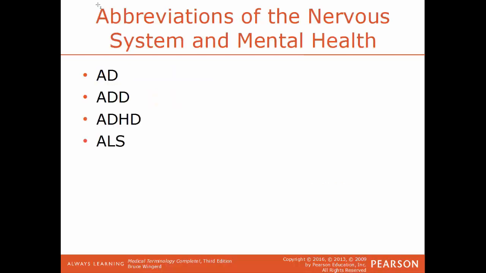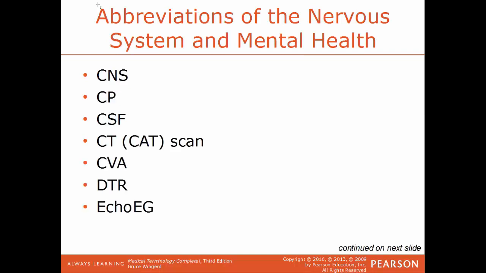Alright, now we'll go over some common abbreviations of the nervous system and of mental health. AD, Alzheimer's disease. ADD, attention deficit disorder. ADHD, attention deficit hyperactivity disorder. ALS, amyotrophic lateral sclerosis, or Lou Gehrig's disease. CNS, the central nervous system. CP, cerebral palsy. CSF, cerebrospinal fluid. CAT scan, CT, computed tomography scan.